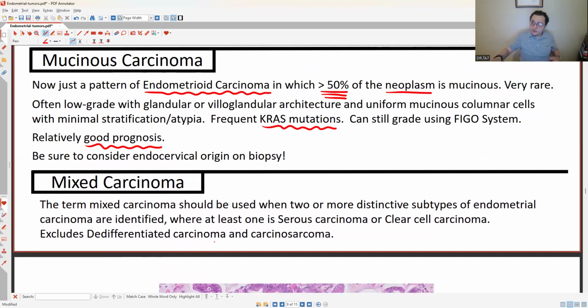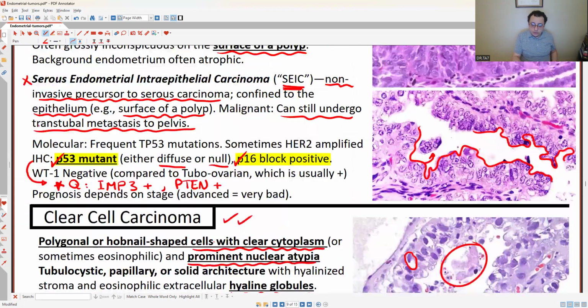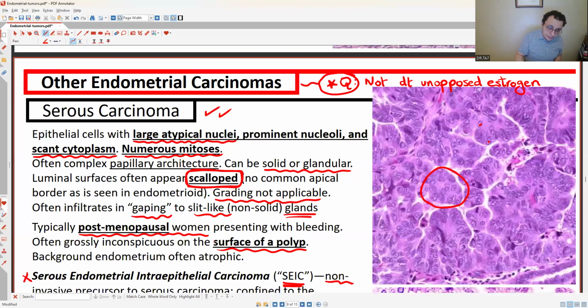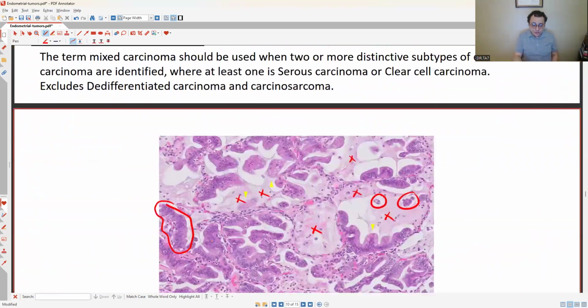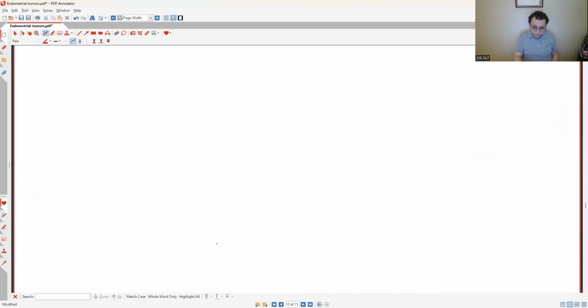Sometimes you have mixed carcinoma, which is a mix between serous, mucinous, and clear cell or whatsoever. So we have serous carcinoma, clear cell carcinoma, mucinous carcinoma, and mixed carcinoma. All right.